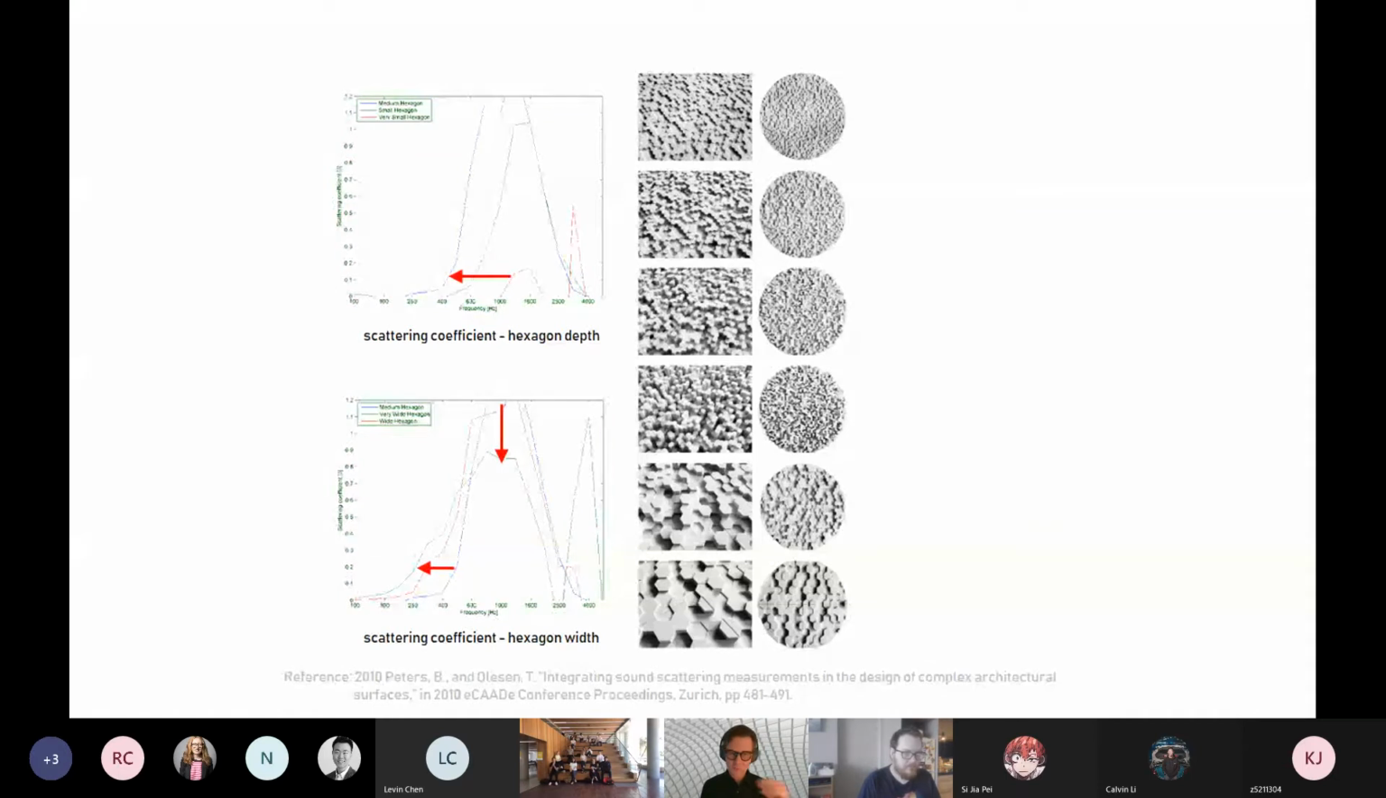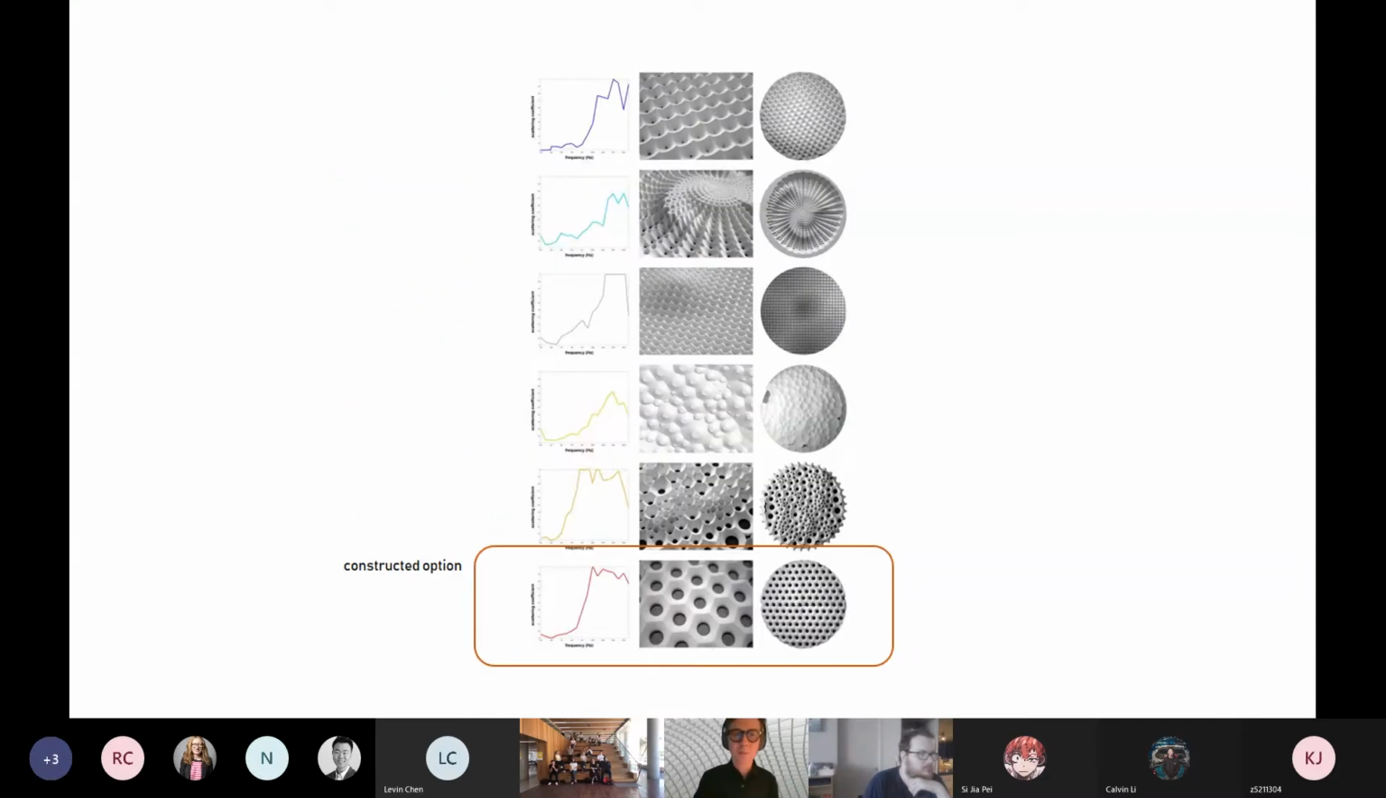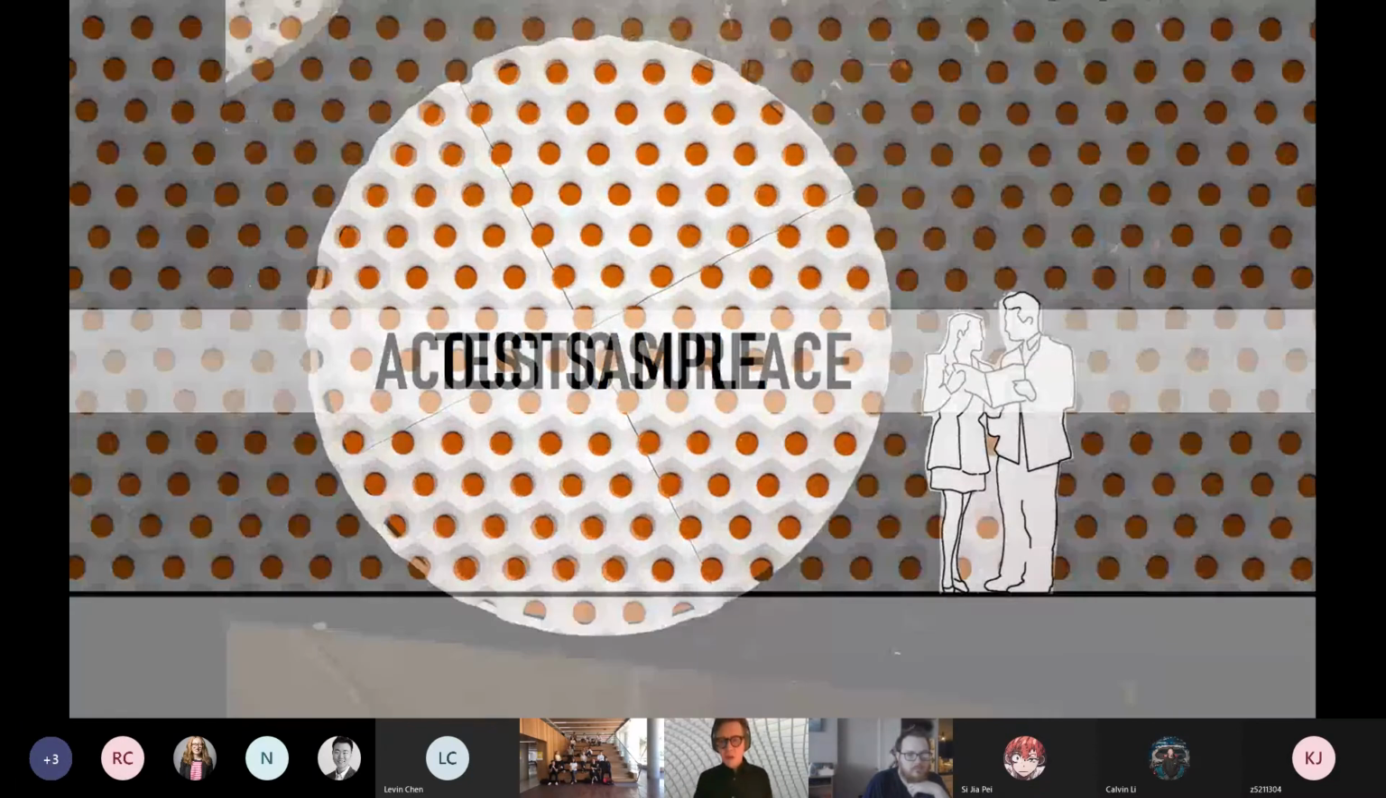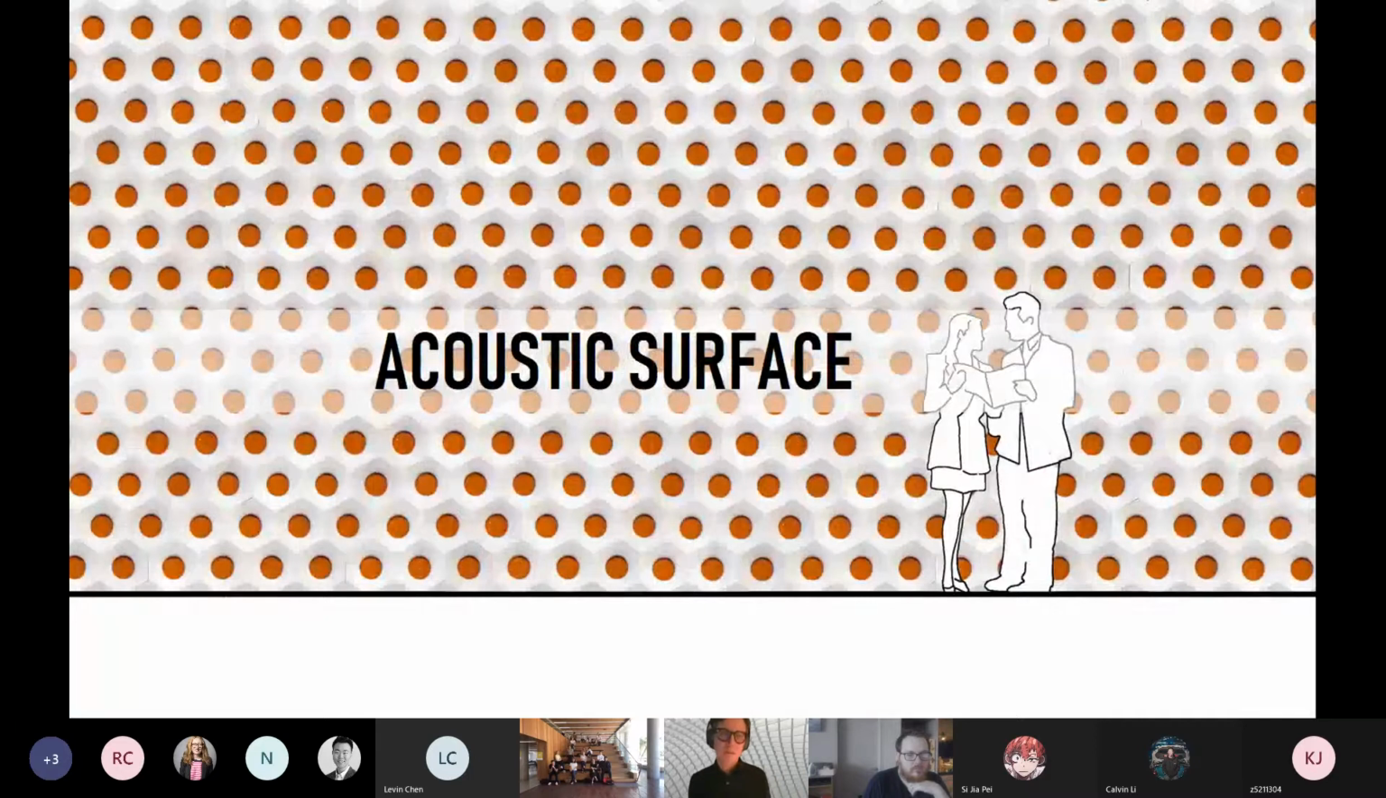And that as the width of those hexagons increases, basically less detail, the amount of scattering decreases as well. So the deeper the geometry, the longer the wavelengths that can be affected, and the less detail, the less scattering. We used this as a way to develop the geometry for the Smart Geometry prototype that we built. This was the 1 to 10 test sample that would become an acoustic surface, something like this.